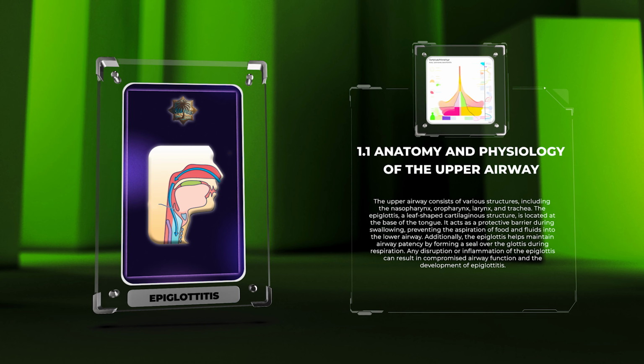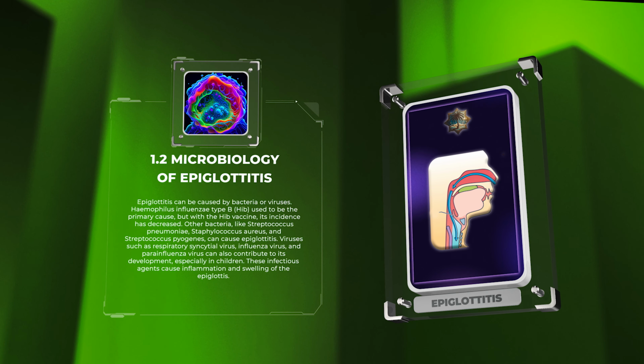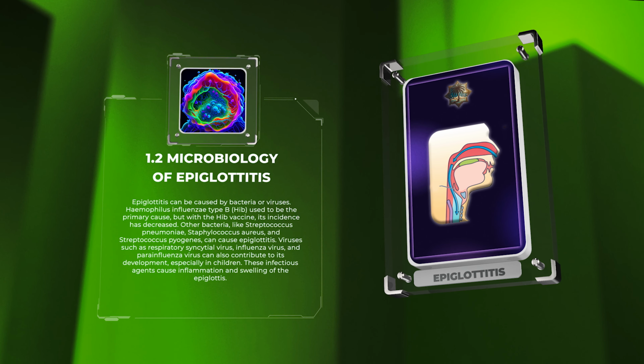Epiglottitis can be caused by bacteria or viruses. Haemophilus influenzae type B, Hib, used to be the primary cause, but with the Hib vaccine, its incidence has decreased. Other bacteria, like Streptococcus pneumoniae, Staphylococcus aureus, and Streptococcus pyogenes, can cause epiglottitis. Viruses such as respiratory syncytial virus, influenza virus, and parainfluenza virus can also contribute to its development, especially in children. These infectious agents cause inflammation and swelling of the epiglottis.